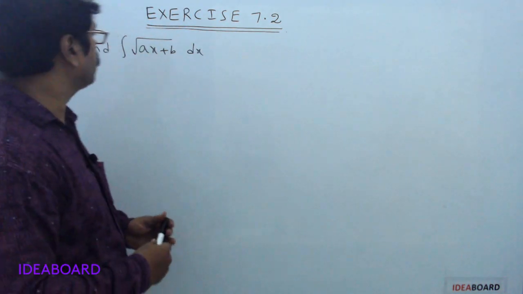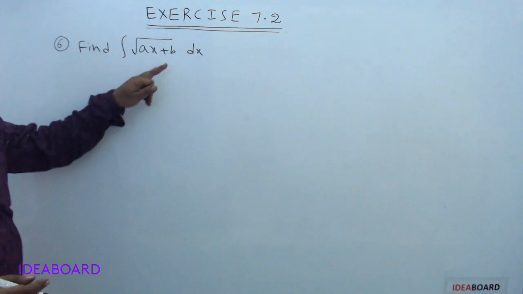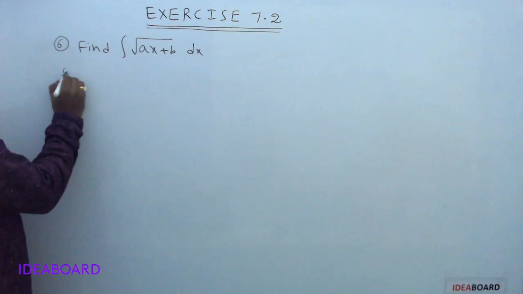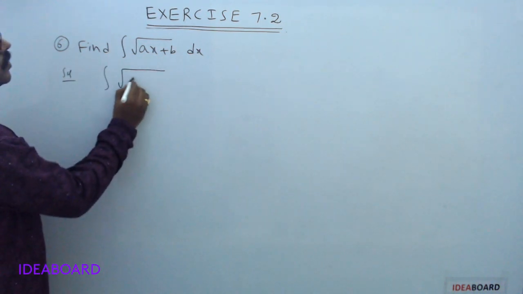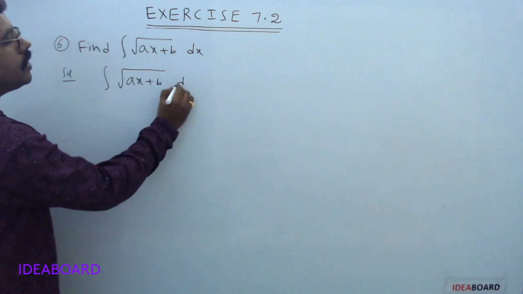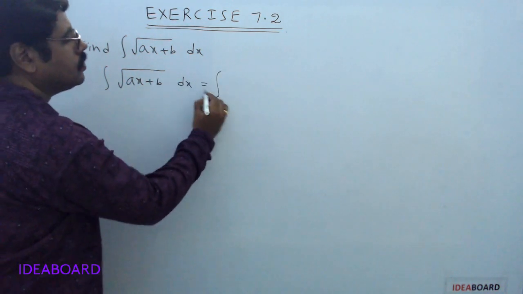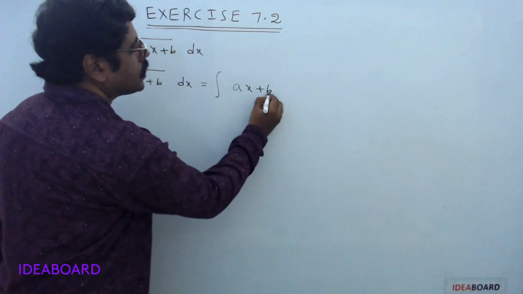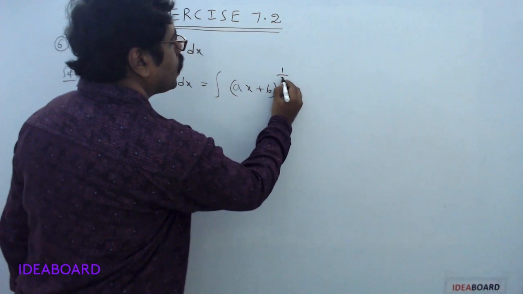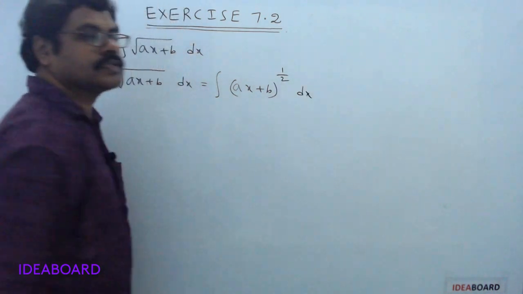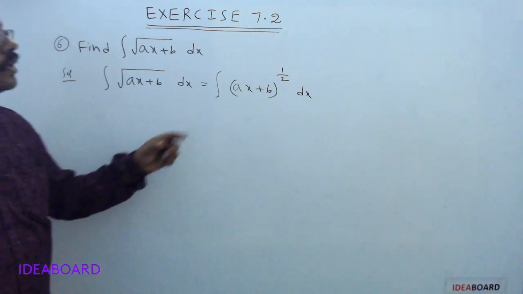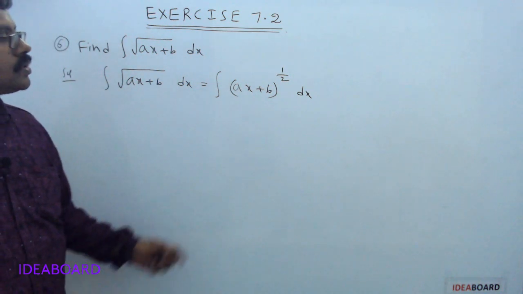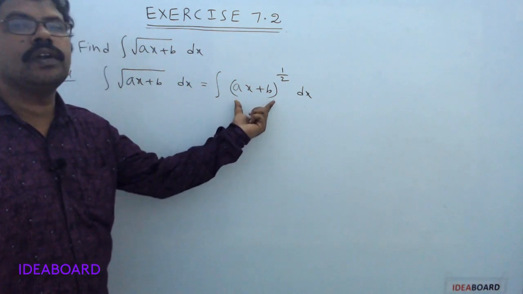Now see the next problem. Find integral square root of ax plus b dx. Write down the given question. Integral square root of ax plus b dx. Now this equals integral root of ax plus b, which is the same as ax plus b whole power 1 by 2 dx. This root of ax plus b can be written as ax plus b whole power 1 by 2. Now take the substitution as ax plus b equals t.